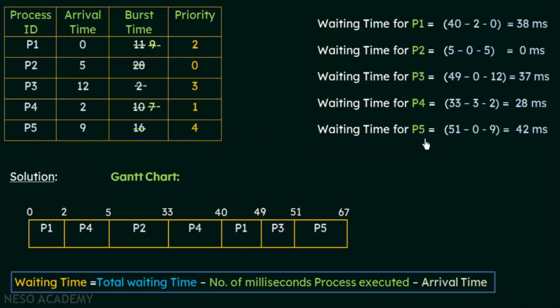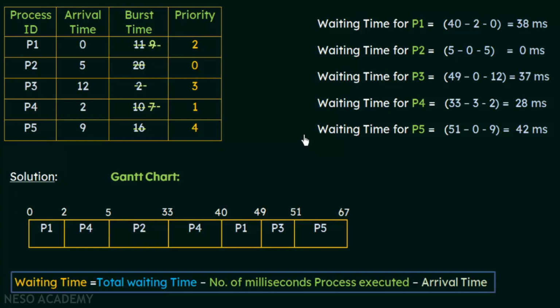And then the waiting time for P5 finally, how much is it? We see that P5 was the last one to get the CPU, and it got it at the 51st millisecond, not anywhere before that. So the total waiting time is 51 milliseconds for P5. Number of milliseconds it executed before: we see that P5 never executed before, so it is 0. And then the arrival time of P5 was 9 milliseconds. So 51 minus 0 minus 9 is 42 milliseconds. So we have got the waiting times for this set of 5 processes.